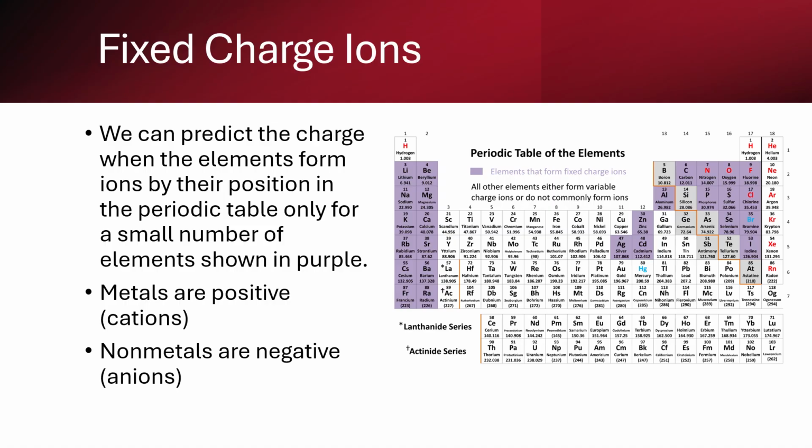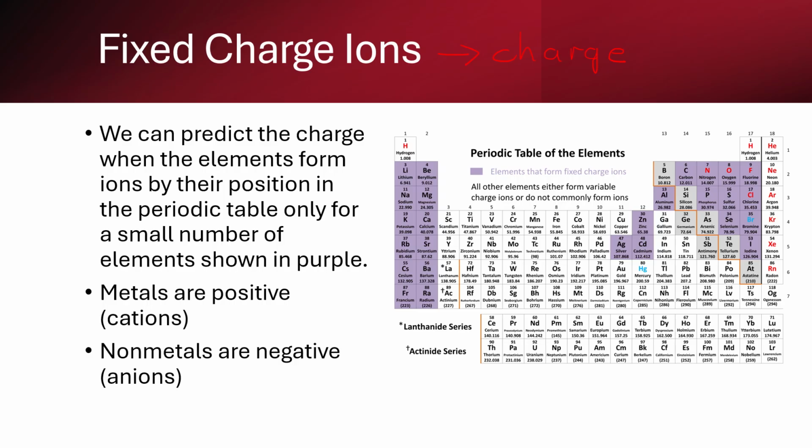Okay, another background piece that we're going to need is certain elements always have the same charge when they form ions. Now remember that ion just means that the species has a charge associated with it. This charge comes from an imbalance in its protons and electrons. Protons have a positive charge, electrons have a negative charge. If the number of protons matches the number of electrons, there's no charge and it's a neutral atom.